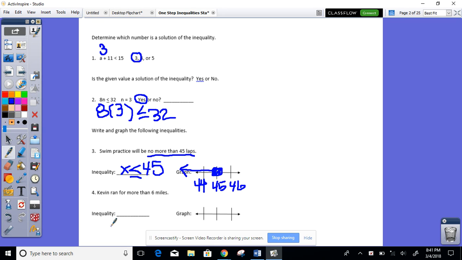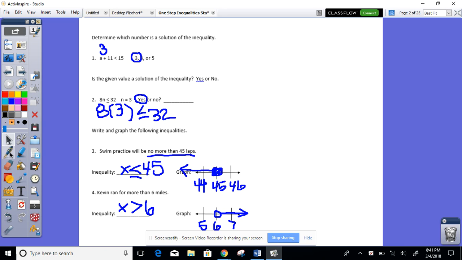For the last one, it says Kevin ran for more than 6 miles. Okay, I don't know how many miles Kevin ran, so I'm going to put x. But I do know he ran greater than 6. Does this include 6? No. He ran more than 6. So I'm going to have 6, 7, and 5. Now, if he ran more than 6, it's going to be an open circle, and I'm going to go greater than 6, so I'm going to draw my arrow to the right.